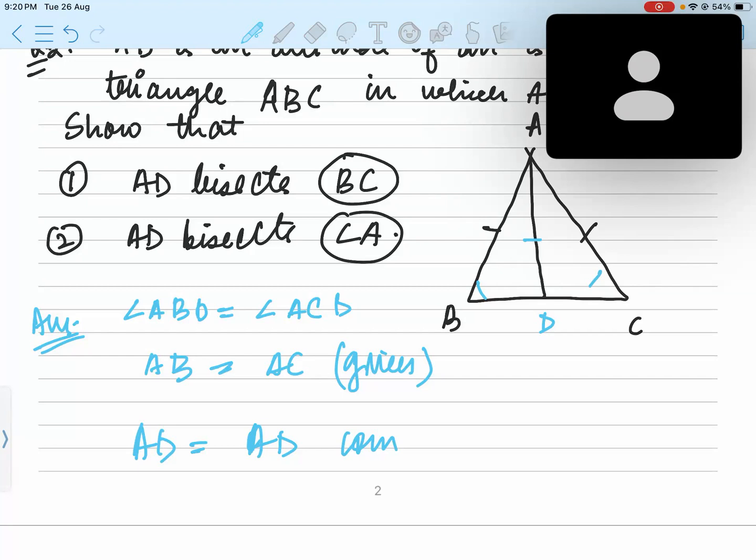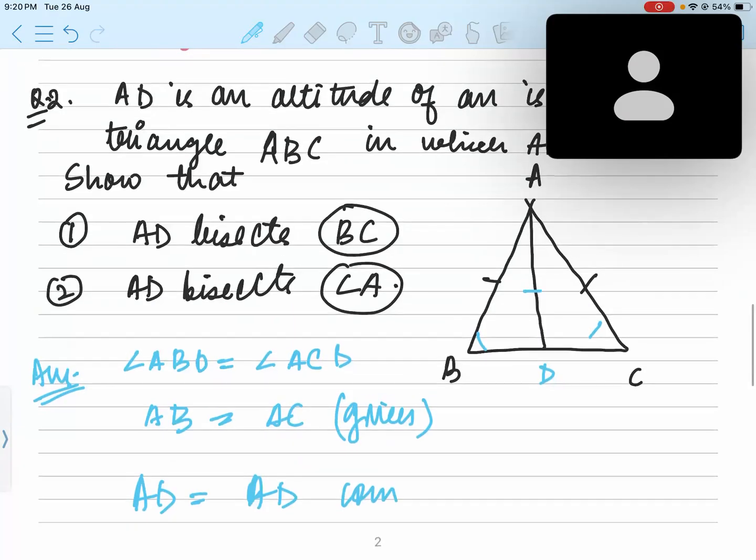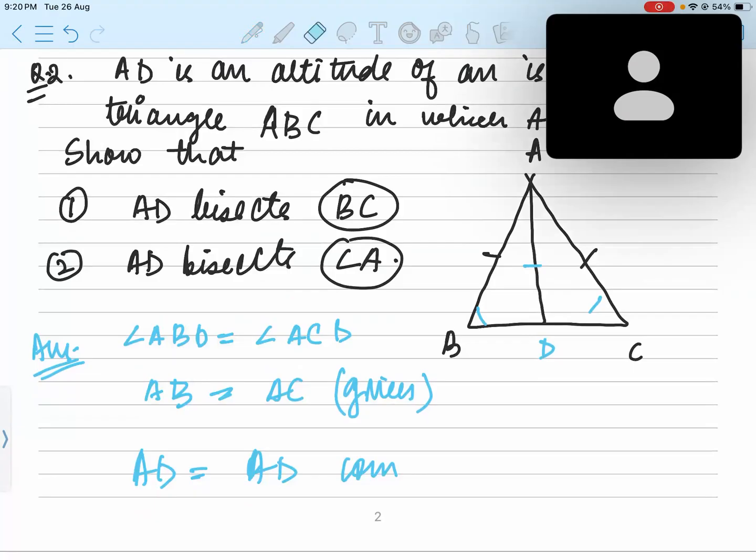If it is for right angle, so how can we use that? Children, now tell me what I have used: SAS. This angle is equal to this angle, right? Yes, ma'am. Then this side is equal to this side, and this side is common. So you have angle, side, and side. How come it is SAS? You have an angle, then a side, then a side again.